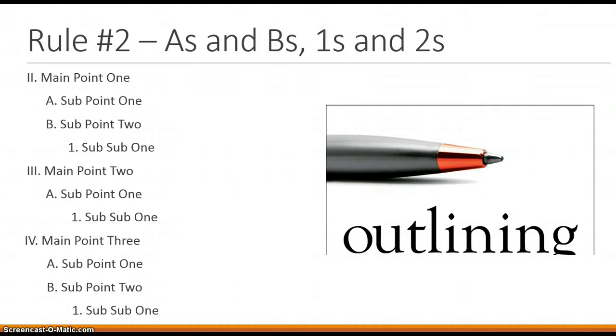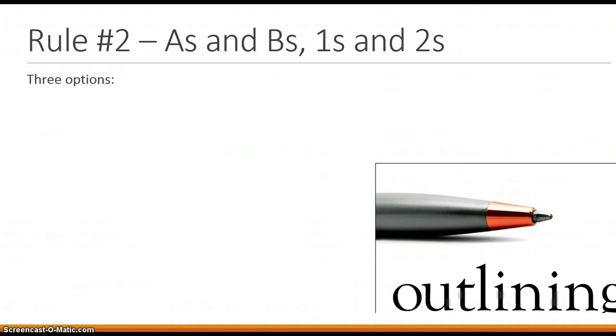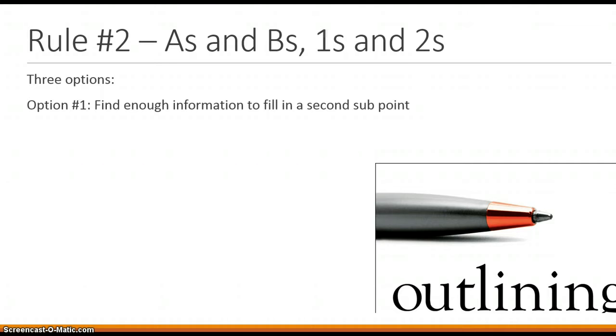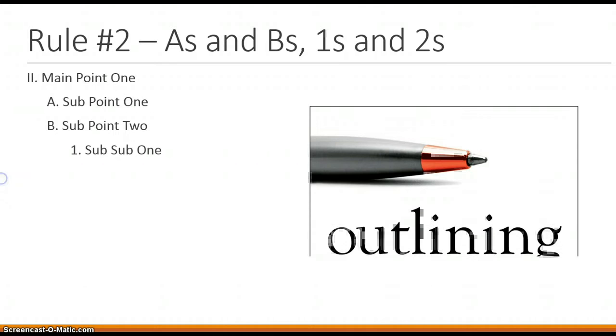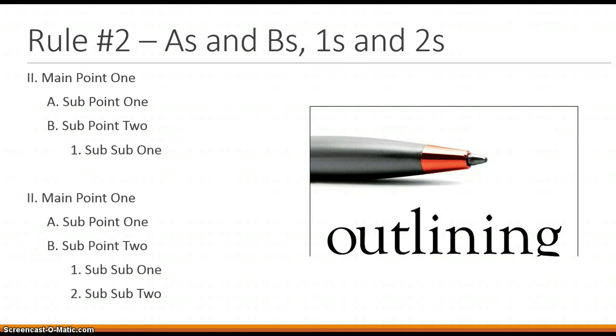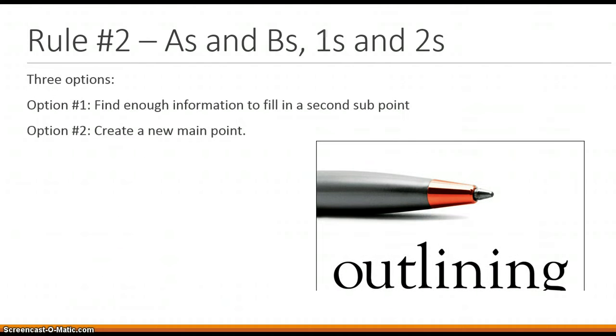of these subpoints. Fortunately, there are 3 ways to get around this problem. The first way is to find more information so that you can add another point. Let's go back to main point 1. There's subpoint 1 and subpoint 2, and a subpoint for that second one. If I did a bit more research, I could probably find a second subpoint to go with it. There, problem solved.